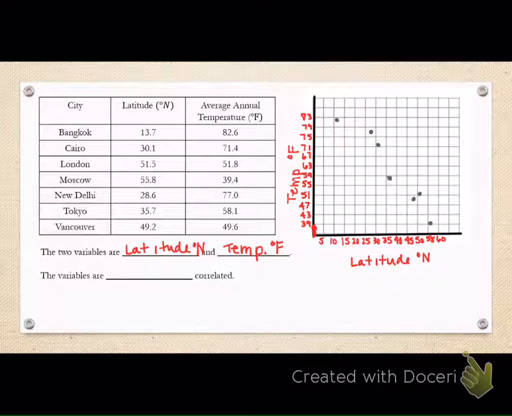Katie, what kind of correlation are you seeing as you're plotting it? Negative. Good. So it is negatively correlated.